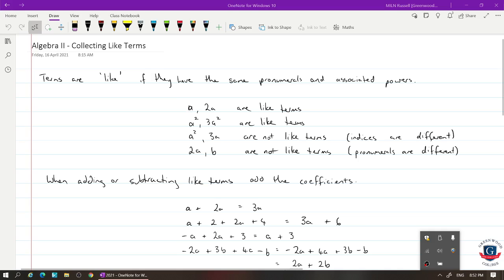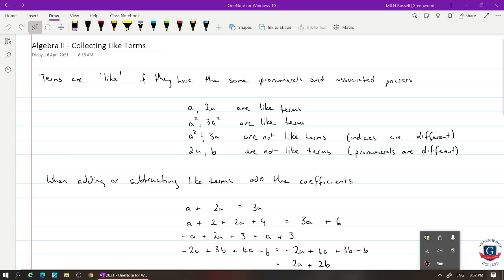And in this case we have A and 2A. The index of A would be 1 and the index of this A would be 1, so the indices are the same. The pronumerals are the same, they're both A, therefore we can say A and 2A are like terms. With A squared and 3A squared, the pronumerals are the same, the indices are the same, they're both squared, so these are like terms.